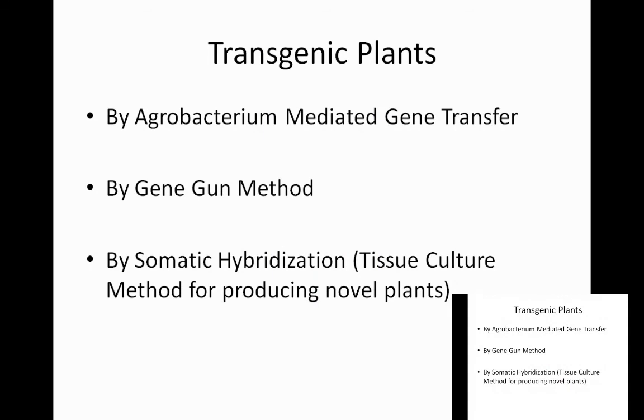In your earlier class you have studied about the biolistic method. In the plant tissue culture method, one of the methods is somatic hybridization to produce hybrids. And now Agrobacterium mediated gene transfer by Ti plasmid. These three methods can be used to produce transgenic plants, or we can say novel plants, plants with a special characteristic.